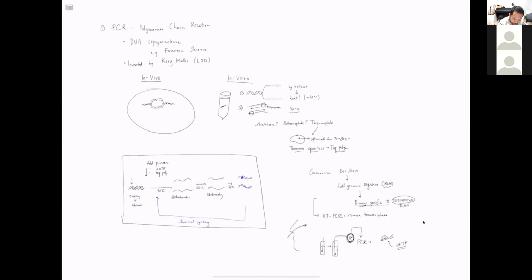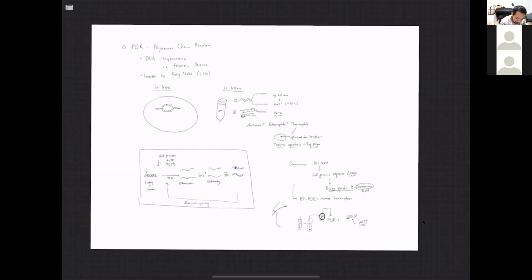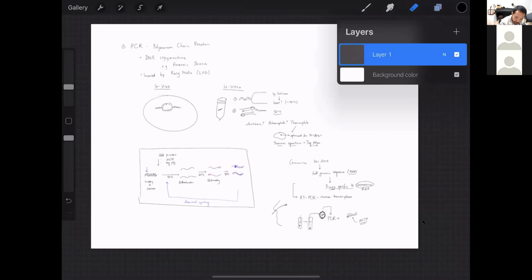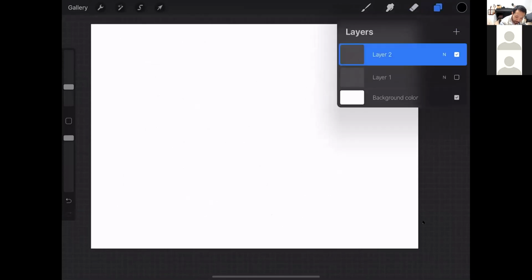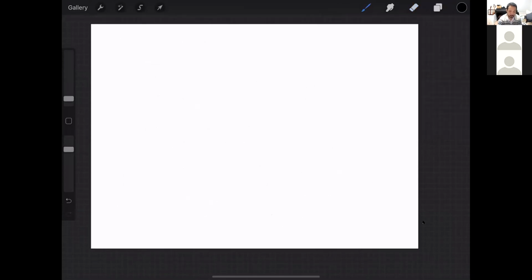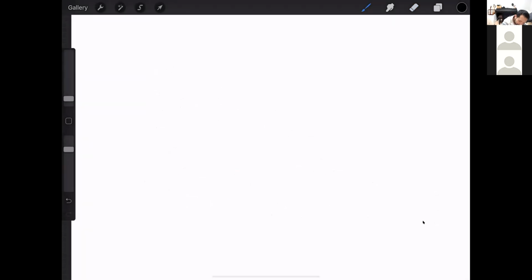Okay, good. Now let's move on to the next topic, which is transformation. So we're going to talk about transformation now. And I think this is going to take the majority of the remaining time here. So let's take this slow, because this one's a little bit tricky. We're going to talk about transformation.